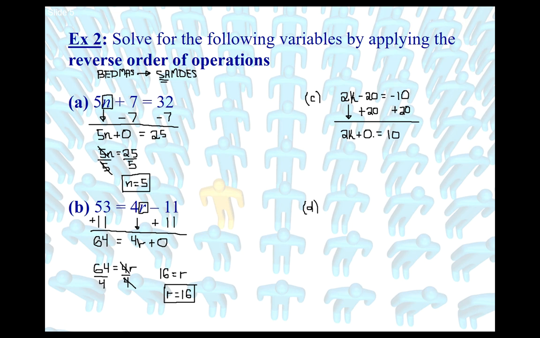Okay, so I have 2k plus 0 is 10. So this would then be 2k is 10. Don't need to show the 0. And now I got to get the k by itself. So right now it's being multiplied by 2. How do I get rid of that 2?